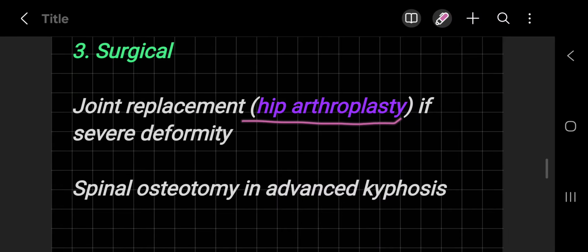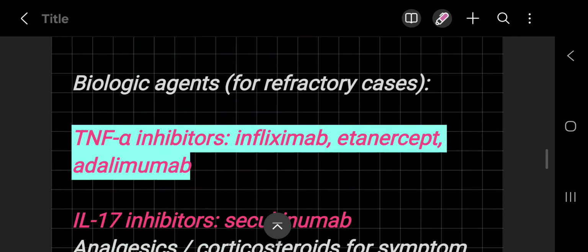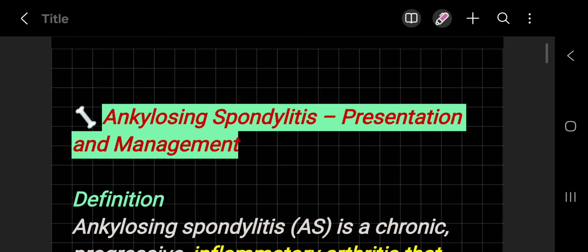Surgical management may be required. For example, hip arthroplasty for hip joint involvement if there is severe deformity, and spinal osteotomy can be used in advanced kyphosis. So this is all about ankylosing spondylitis.